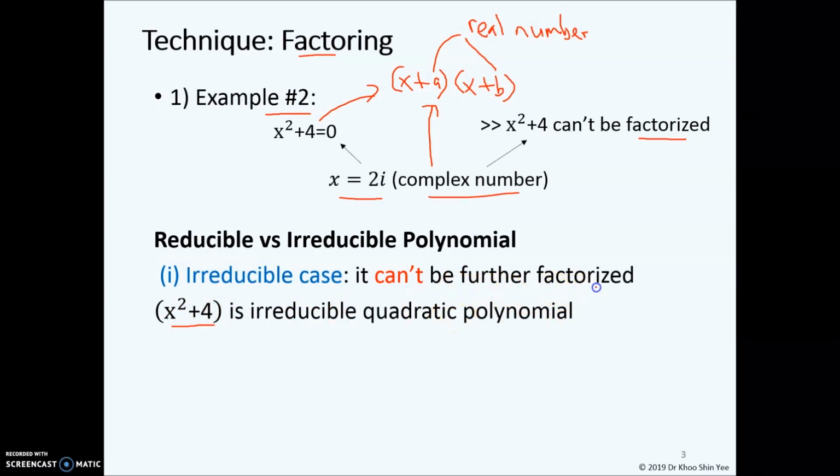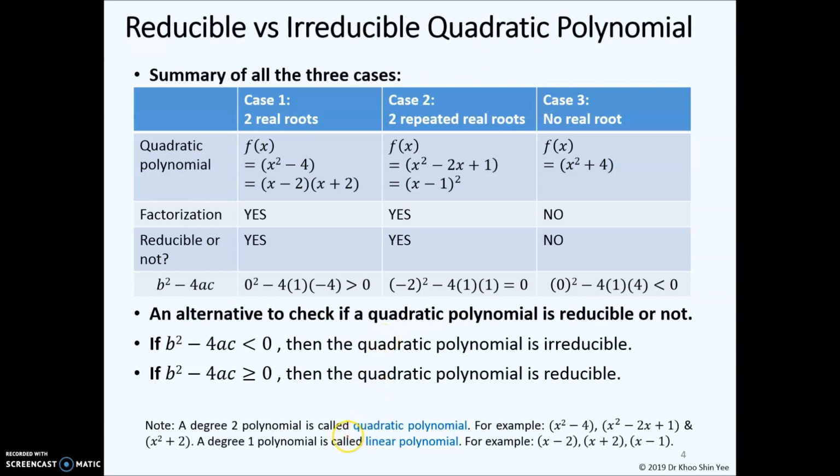So we can say that this polynomial x squared plus 4 is in the simplest form and it cannot be further factorized. In general, we call the polynomial in this example quadratic because you can see that the polynomial has degree power of 2, and we call it linear polynomial if the polynomial has degree power of 1 here. So you can separate it into reducible and also irreducible cases.